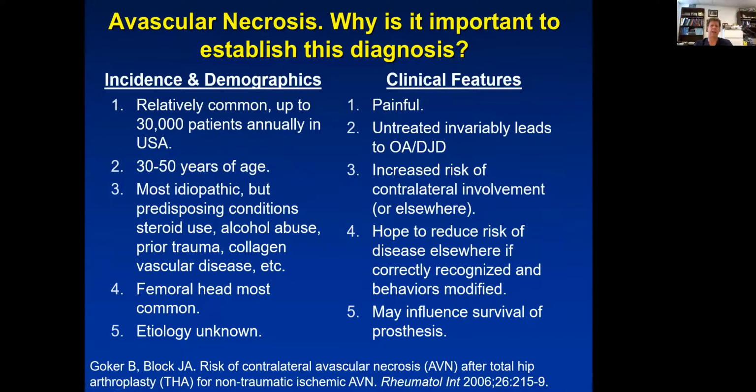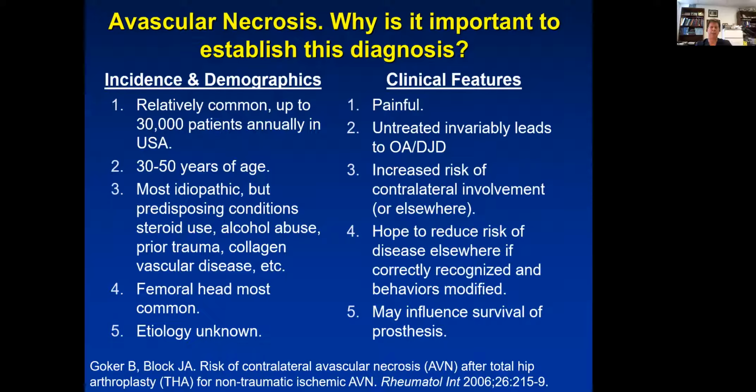So why is the diagnosis of AVN important to establish? Well, first, let's talk about the incidence and demographics. Number one, AVN is a relatively common entity affecting up to 30,000 patients annually in the United States. These patients are generally younger, not always, but generally younger. Between 30 to 50 years of age is where the majority of these cases occur.